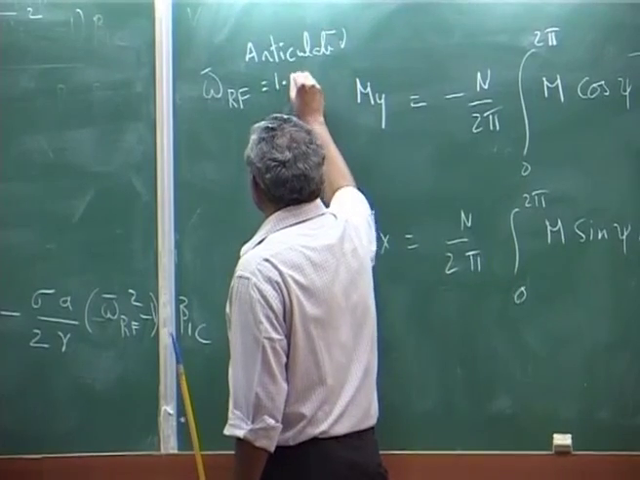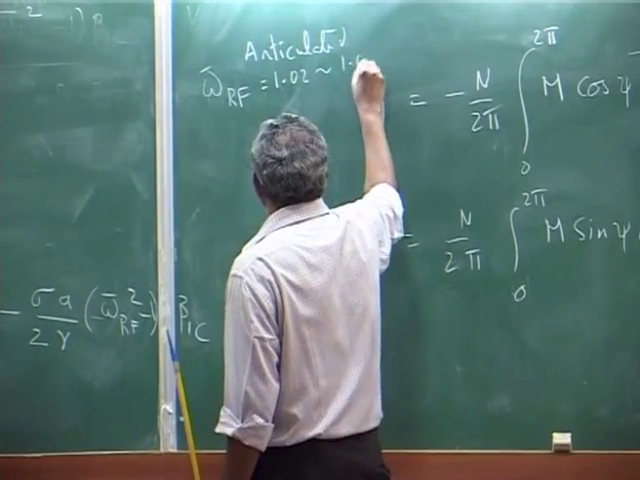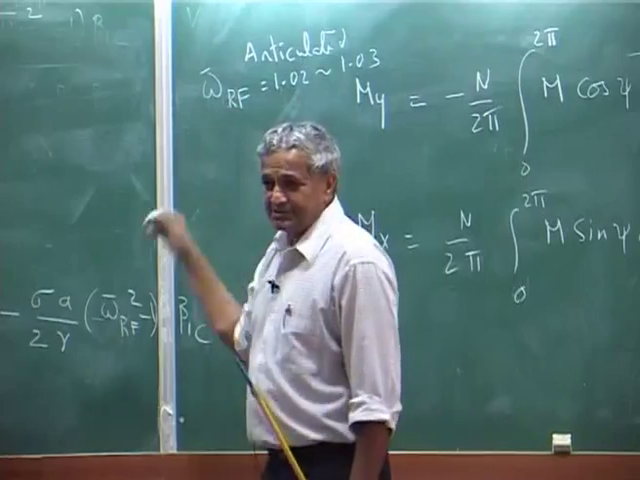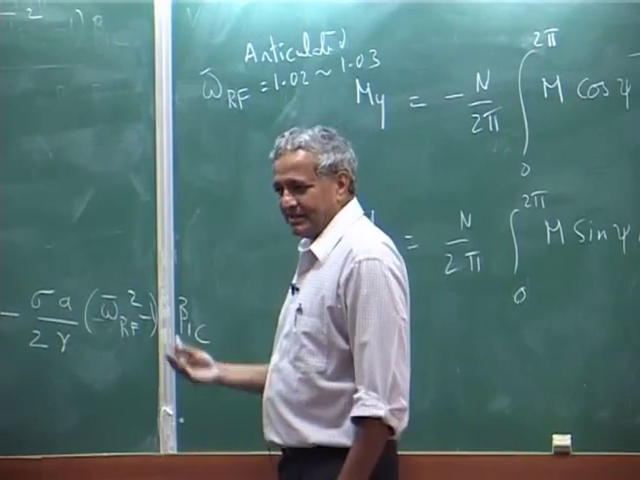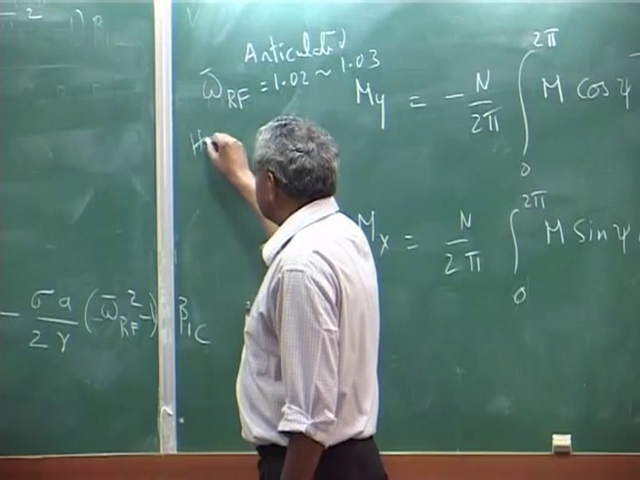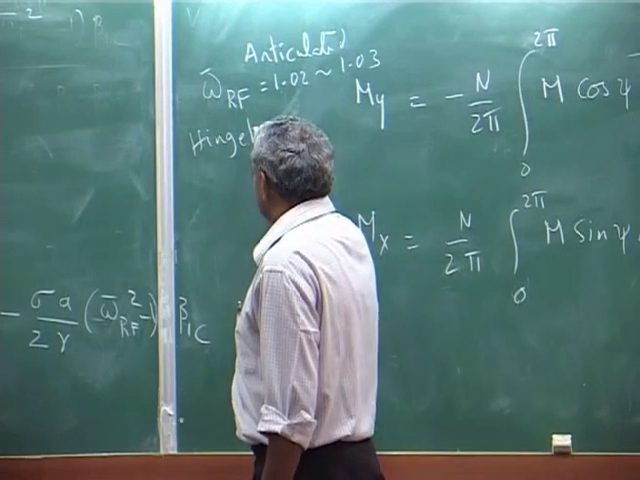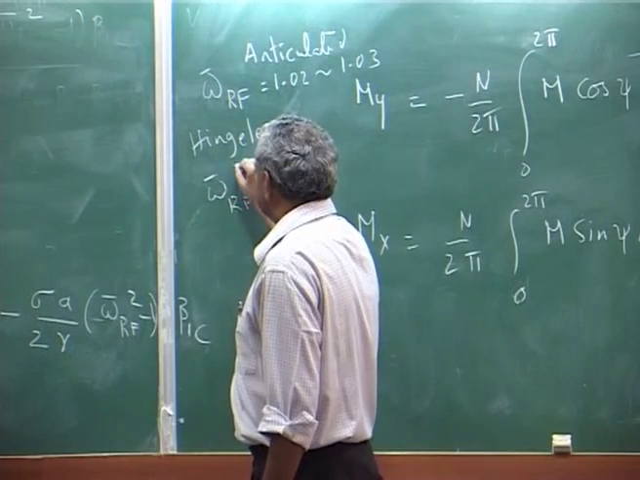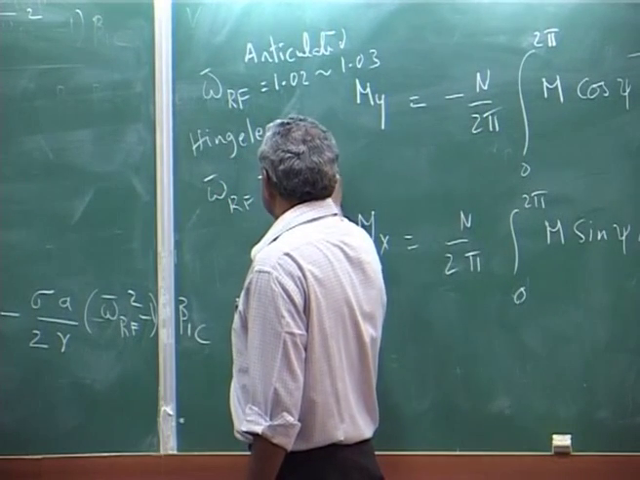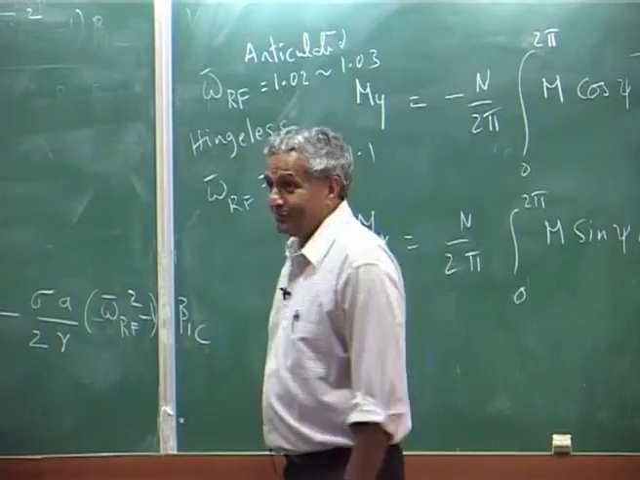Articulated rotors, it may be 1.02 to 1.03, somewhere around that. Okay, 1.02, 1.03, maybe 1.04 is slightly higher. For hingeless, omega bar RF is 1.07 to 1.1, somewhere around that.